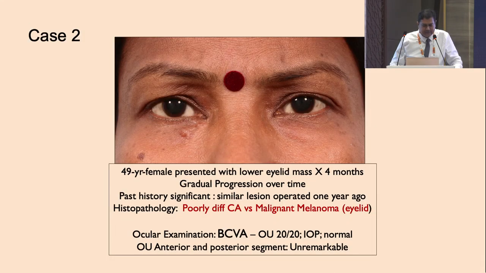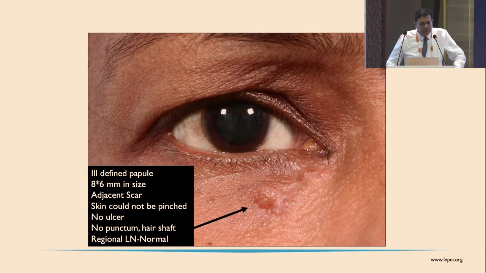The second case I have is a 49-year-old female who presented with this lower eyelid mass. And this was 4 months. And she had an interesting story again. She was coming from another state. And there was a history of a prior surgery. And this had been done about a year ago. And all she carried was a report, not actually the histopath, no slides, nothing else, apart from one report which had this mention that this was a poorly differentiated carcinoma versus a malignant melanoma. So if you actually look at the picture, this was the scar from the previous surgery.